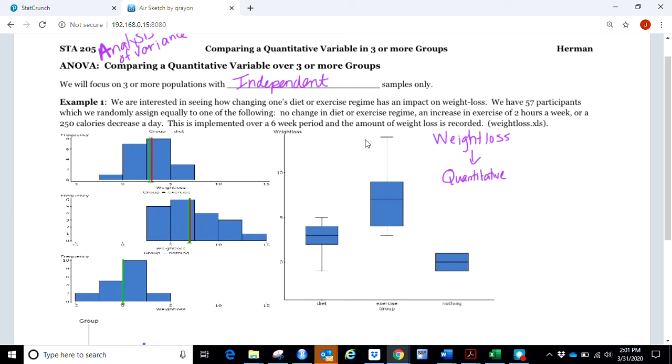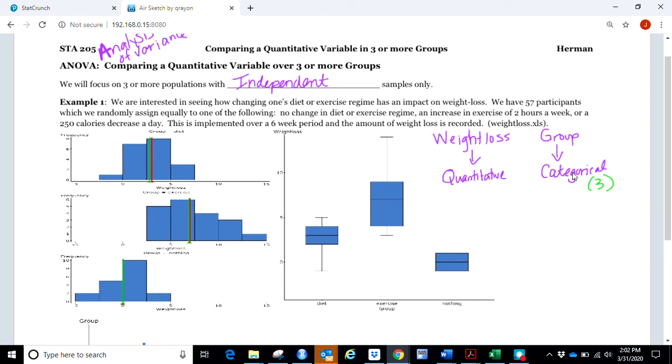What else I have to know about each person is which group they were in. Were they in the no change group? Were they in the increasing exercise group? Or were they in the decreasing calories group? So I need to know which of those diet or exercise or no change groups they were in. So this variable here is going to be categorical. Do notice I still only have 2 variables, one that's quantitative and one that's categorical. Just now my categorical variable has 3 options they could fall into.